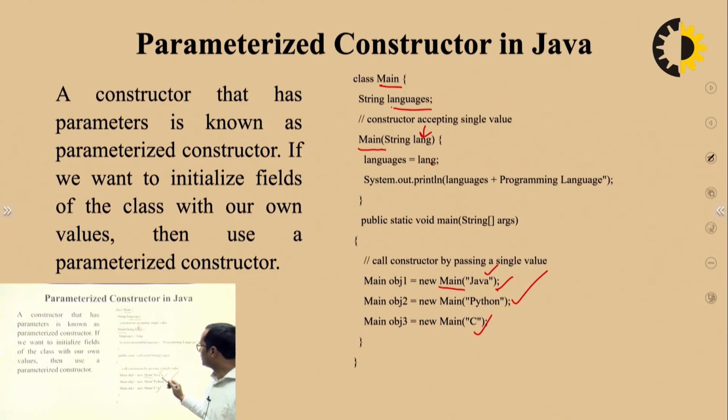So we can see here, this method is called upon the object creation. When we create the objects, this constructor method is called with the parameter supplied. So this can be considered as the parameterized constructor. And the job of the parameterized constructor, again I am repeating, is to initialize the objects with our own values, that means the values of our choice.